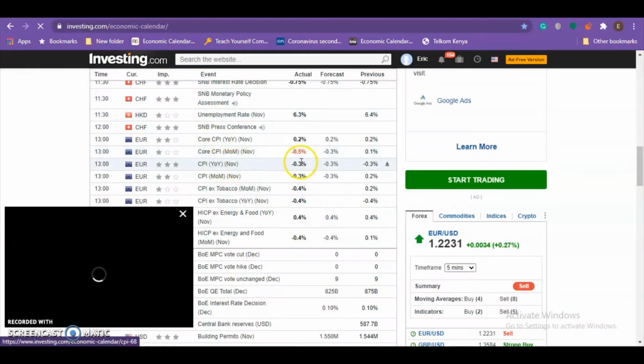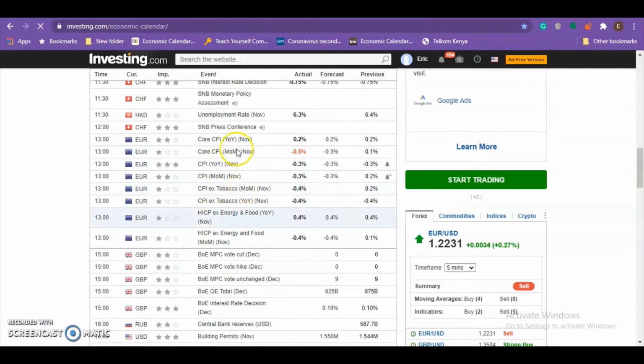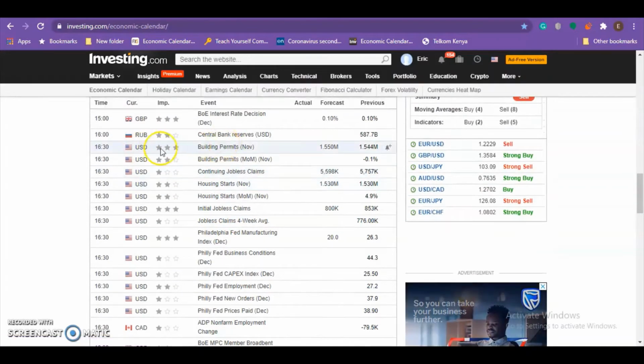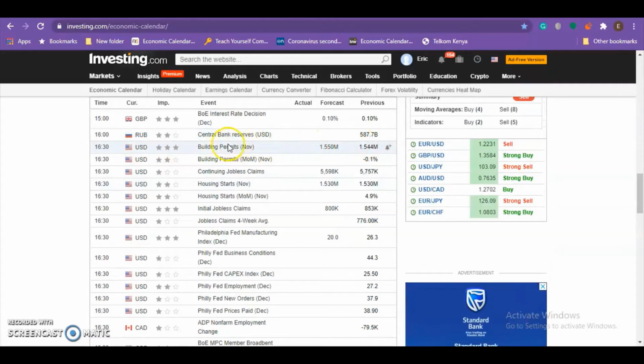We have the Euro CPI which came out today. I can see it here. It came out the same as the data it came out last time. It maintained that data. So we expect the trend for the euro to continue in the same direction it's currently in.